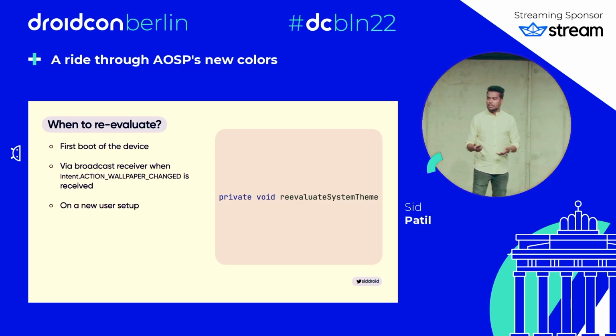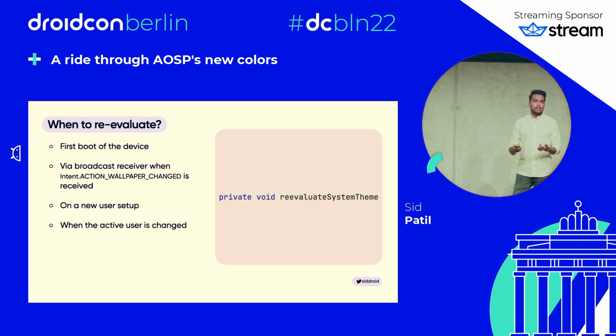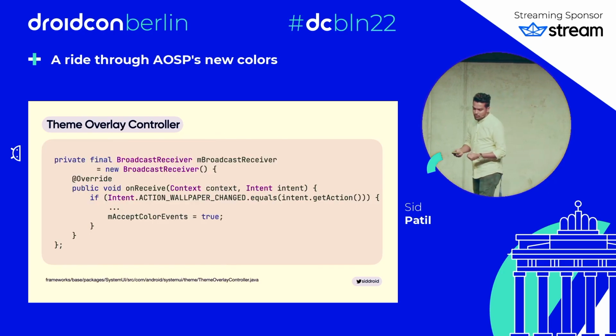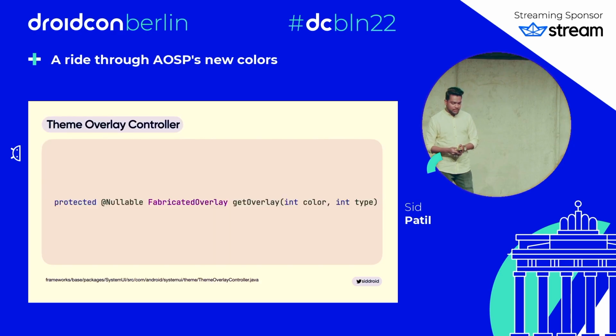On a new user setup, you could create a new user on your Android device, and each user will have a different wallpaper. So perhaps that is where we would also need reevaluation of the system theme. And if you change the active user, if you switch the user, then perhaps we also want to reevaluate the system theme. So how does this work? One example here is the theme overlay controller of the system UI accepting color events when we receive the new intent. So for runtime updates of colors, how do you propagate the changes?